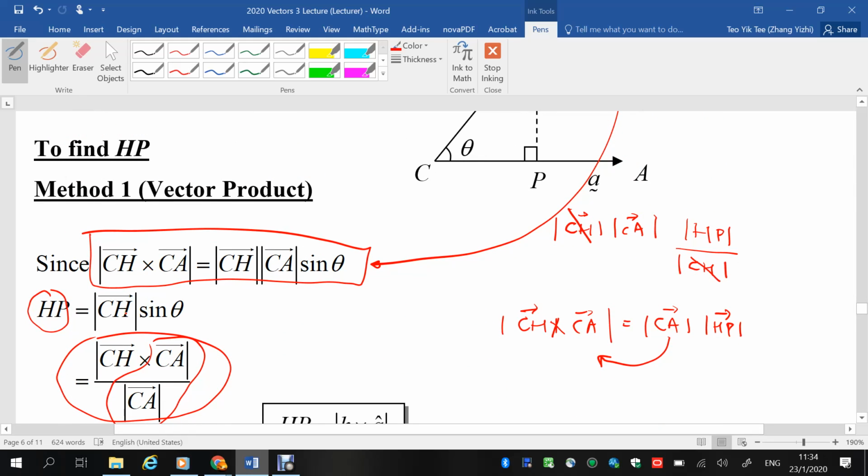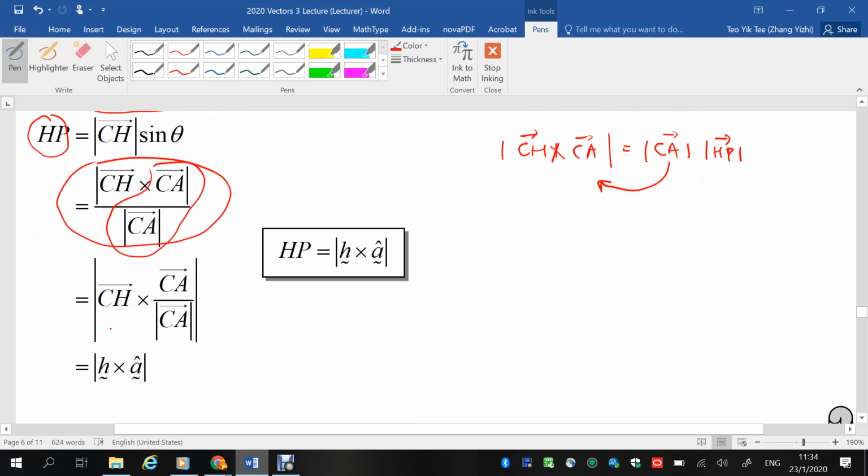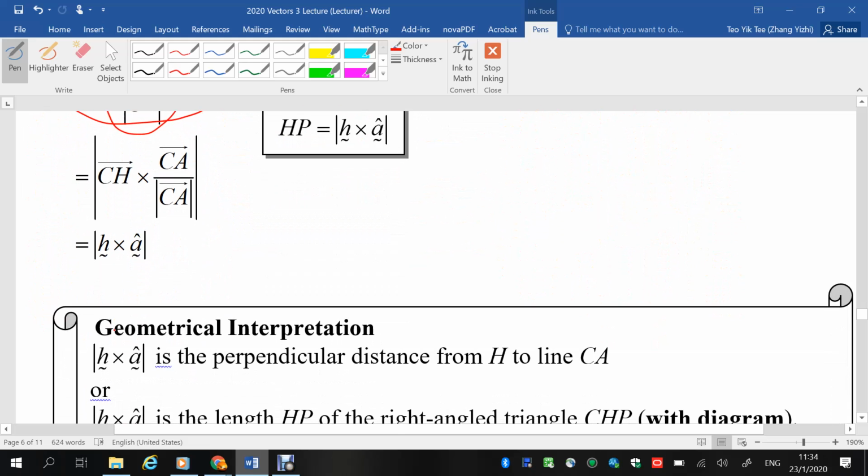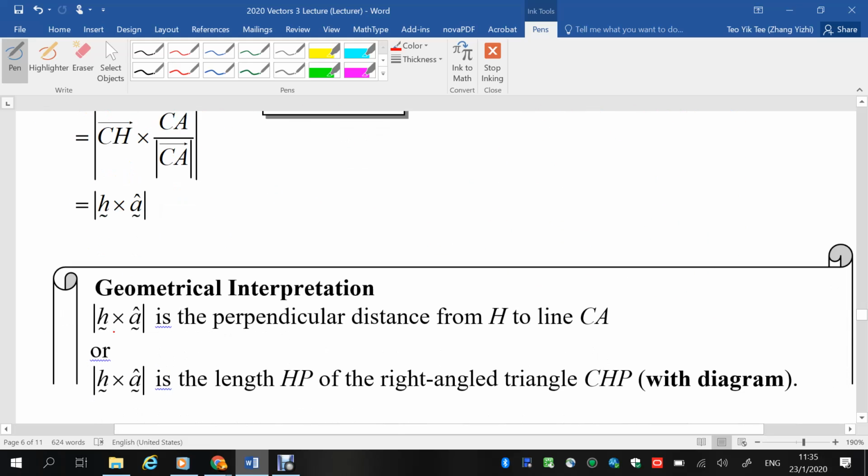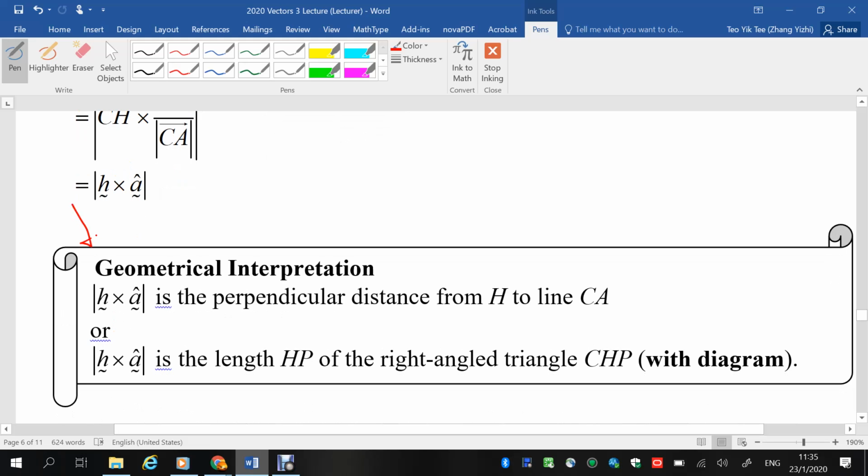Can follow so far? I need you to reference back to your projection formula. It is exactly the same looking. Same thing. Just like your chapter 2, there is this geometrical interpretation. What do I mean by H cross A hat? H cross A hat is the perpendicular distance of H to the line CA. This is the geometrical interpretation. Then you tell me, it's the length HP of the right angle triangle.